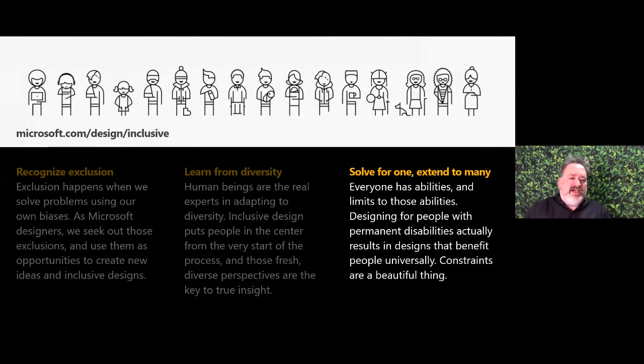This last principle we have, solve for one, extend to many. Everyone has abilities and limits to those abilities. Designing for people with permanent disabilities actually results in designs that benefit people universally. Constraints are a beautiful thing. So we talk about this a lot in the sense that when you design for someone who has a permanent disability, you can gain benefit for people who might have a temporary limitation or a situational disability. This is what we at Microsoft call the persona spectrum.